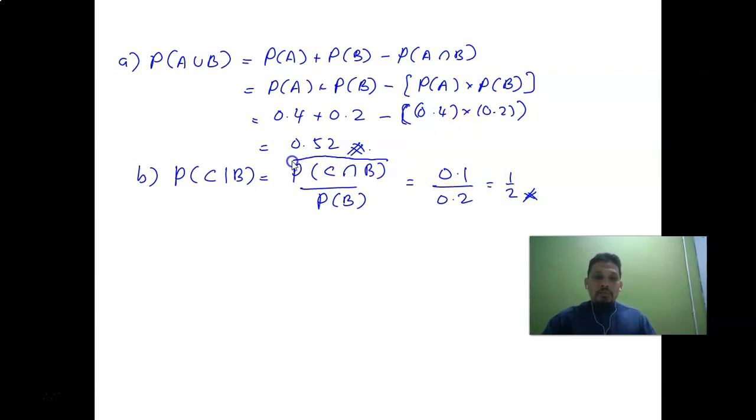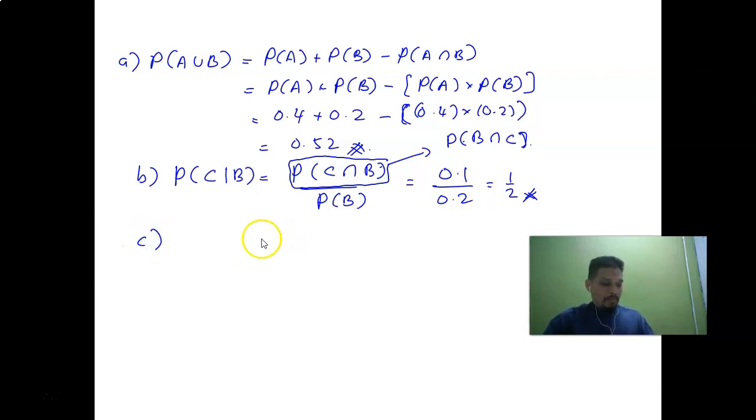This one, probability of C intersect B. Please refer to the question. Given in the question is probability of B intersect C. Okay. It's all the same, so we can use this to represent C intersect B here.